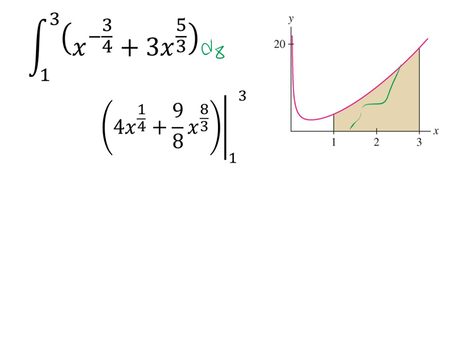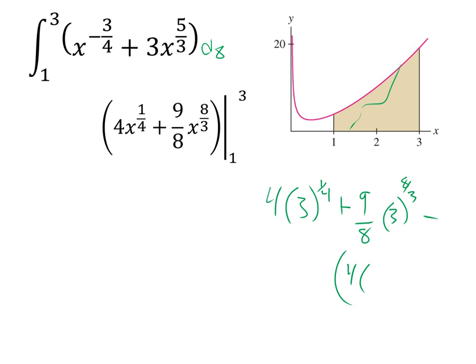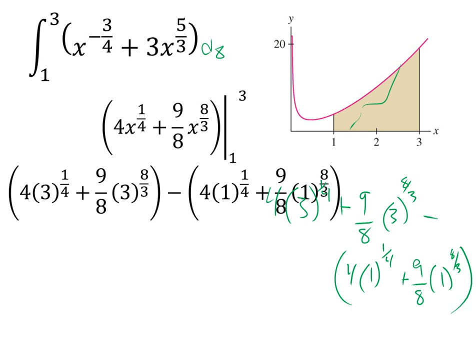So now we would plug in a 3 for the x's. So we'd have 4 times 3 to the 1/4 plus 9 over 8 times 3 to the 8/3. And then we would subtract that from 4 times 1 to the 4/3 plus 9 over 8 times 1 to the 8/3. Okay, and we would just calculate it through, and we'd end up getting our answer of approximately 21.2.